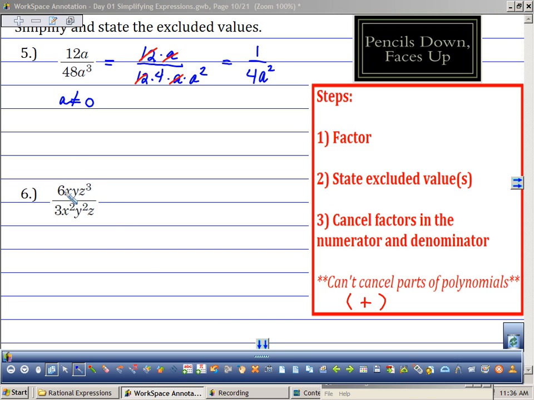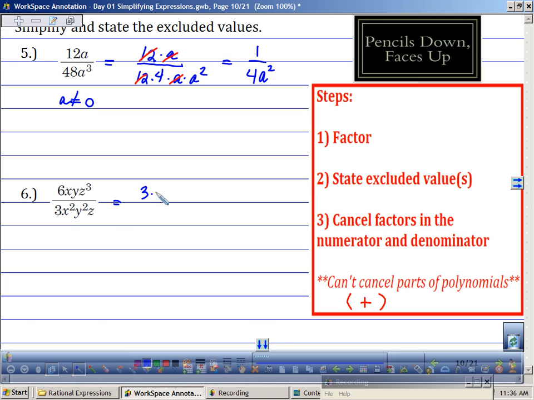So 6xyz cubed. I need to break up that 6. I see a 3 in the denominator, so I'm just going to make that 3 times 2 times x times y. How should I break up my z? Same as the earlier one, z times z squared. Because I have one z down here, so I'm going to break it up so I can cancel it. All over 3 times, I've got 2 x's. I only have 1 x up here, so I better break that up. I've got 2 y's, so I better break those up too. And a z.